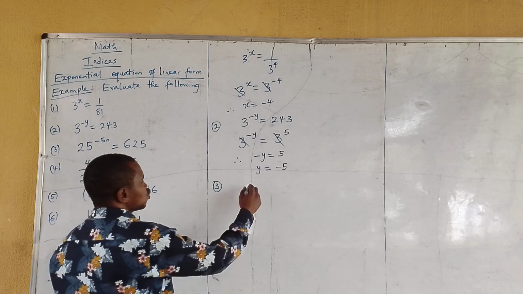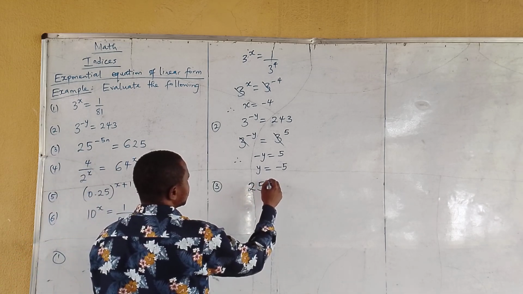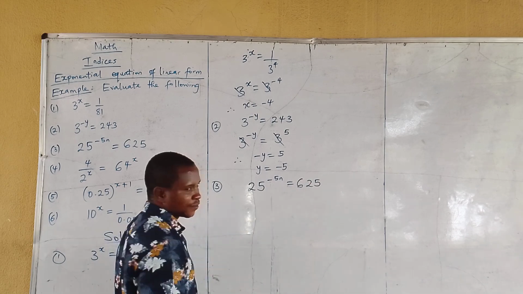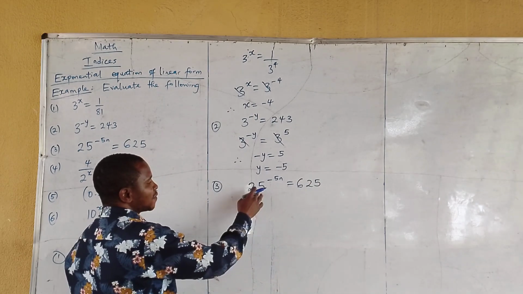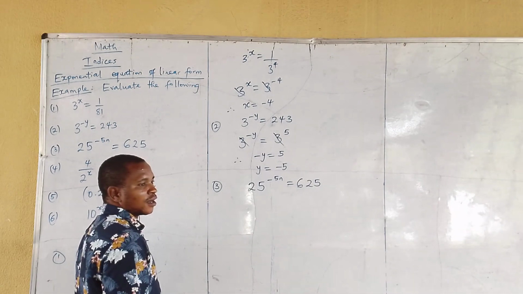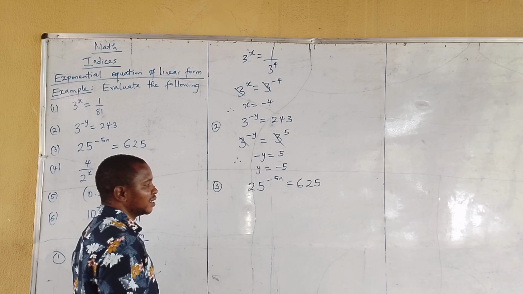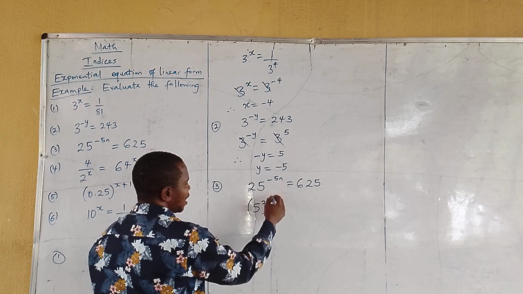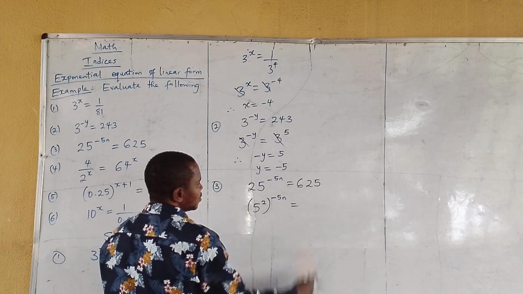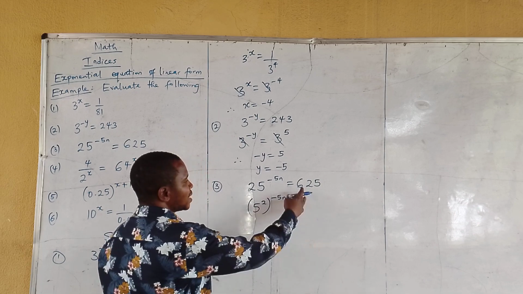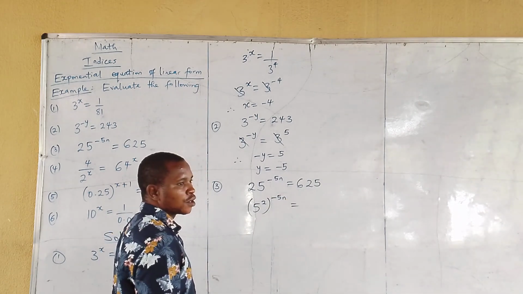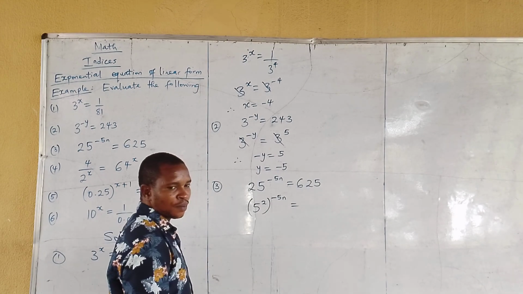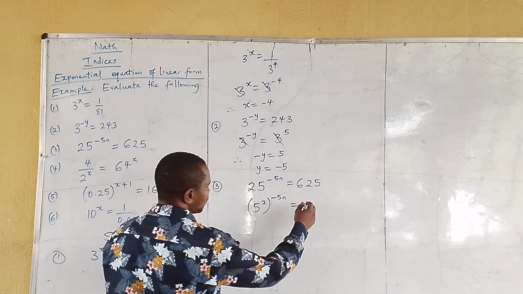Let's solve question 3. We have 25 raised to power minus 5n is equal to 625. So we are going to express 25 as a product of its prime factors in index form. That will be 5 raised to power 2. Don't forget that we have raised to power 5n here. Is equal to, we are going to express this 625 too as a product of its prime factors in index form. And that will be 5 raised to power 4.